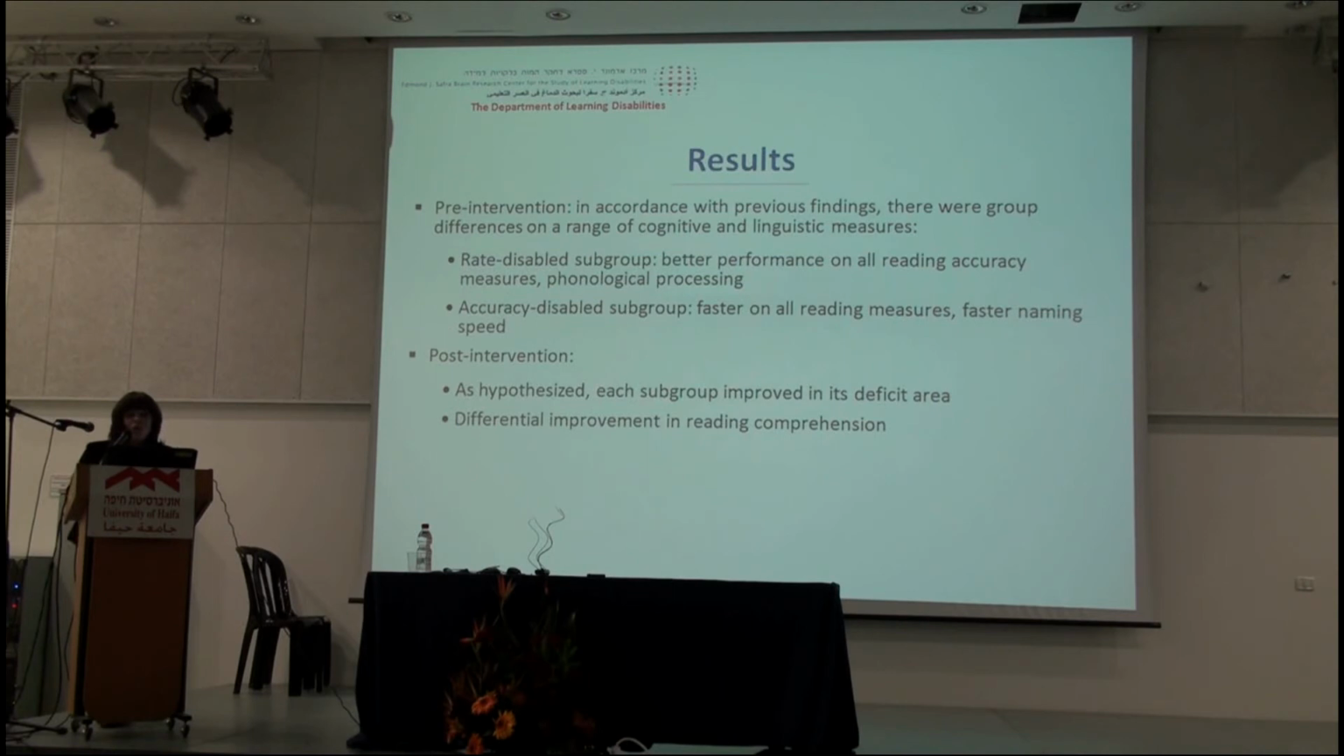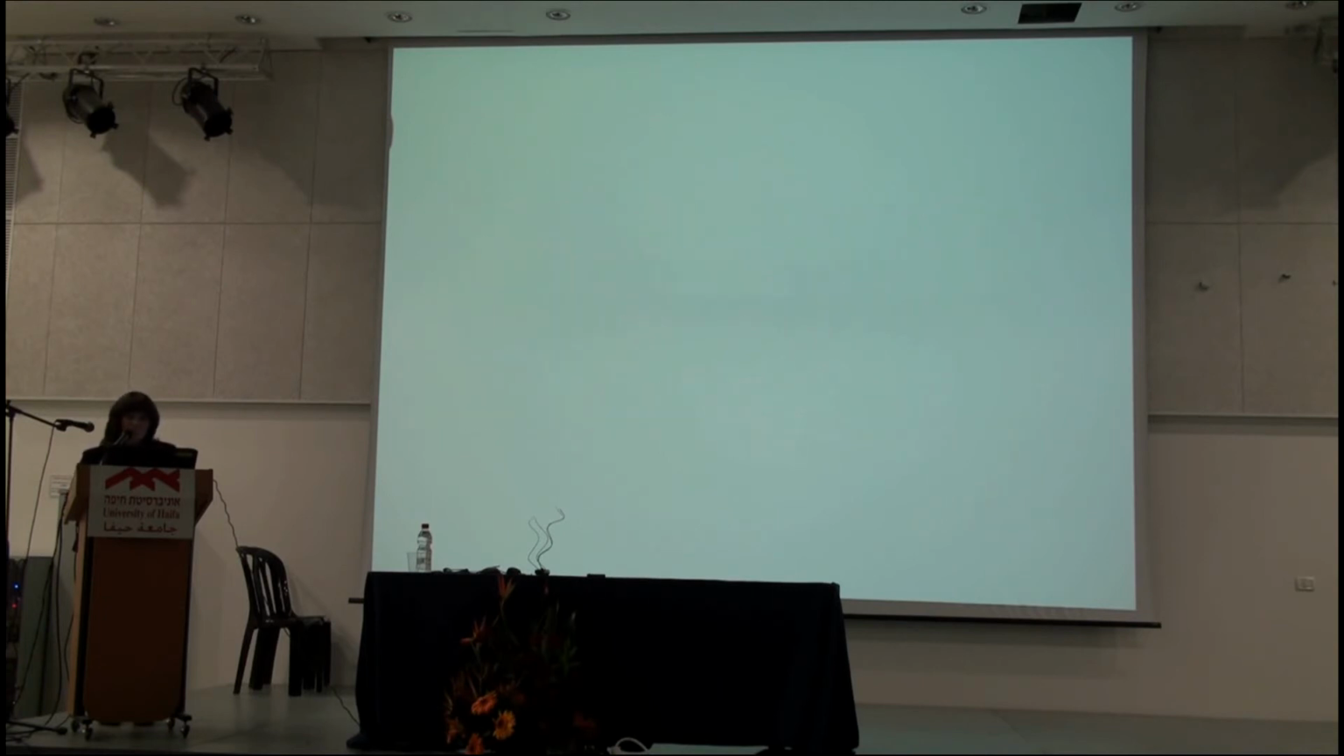Pre-intervention, and in accordance with previous findings, there were group differences on a range of cognitive and linguistic measures. The rate disabled group showed better performance on all reading accuracy measures and phonological processes, and the accuracy disabled subgroup was faster on all reading measures, with faster naming speed and less accurate. On post-intervention, as hypothesized, each group improved in its deficit area, and we also saw differential improvement in reading comprehension.